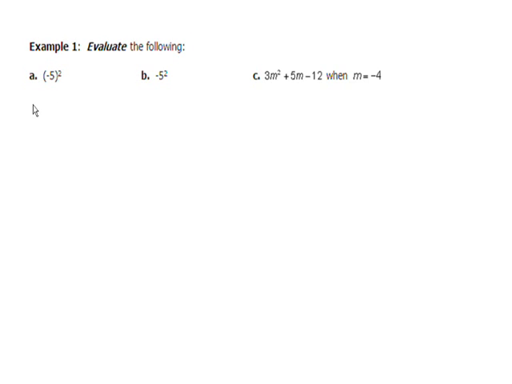Well, raising anything to a power means just multiplying it by itself that many times. So in this case, it's multiplying -5 times -5. And I know that when I multiply -5 times -5, a negative times a negative is a positive, so I get positive 25.